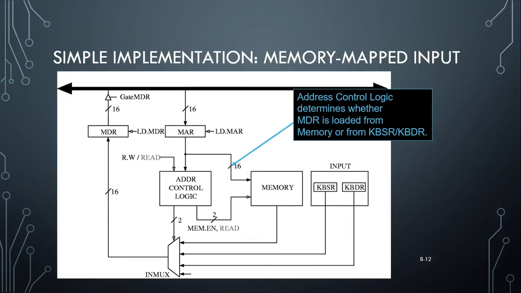All right, here's a quick simple implementation. This is memory mapped input. And the big thing to take away from this visual diagram is that the address control logic determines whether MDR is loaded from memory or whether it's loaded from the KBSR, KBDR registers. So that, of course, corresponds to right here.